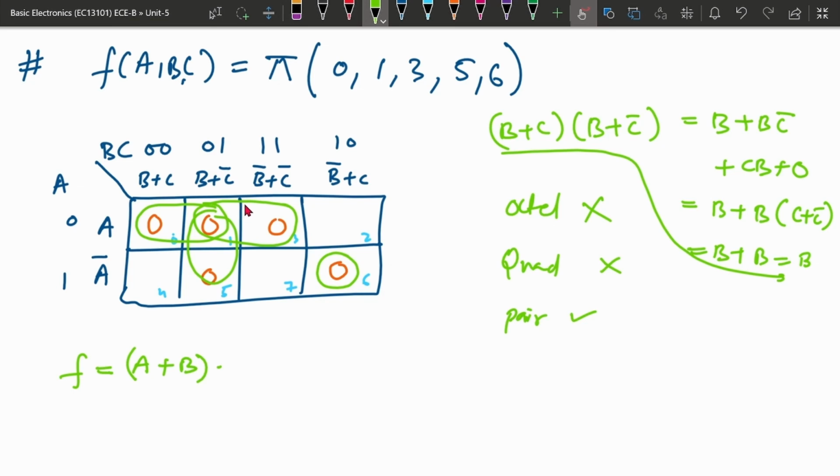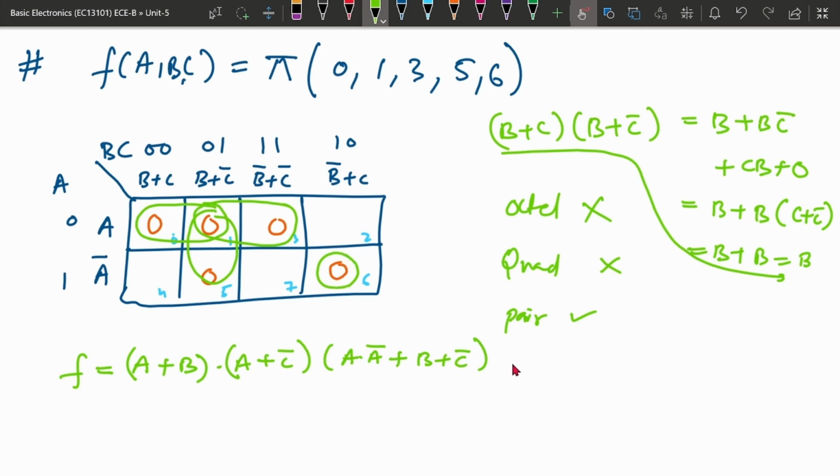Now consider the second term. Suppose we take this one, so it is A. In between this one and this one, which one is common? C bar is common, so it will be A plus C bar. Now consider this pair. For this pair, A into A bar plus B plus C bar. Okay, B plus C bar.